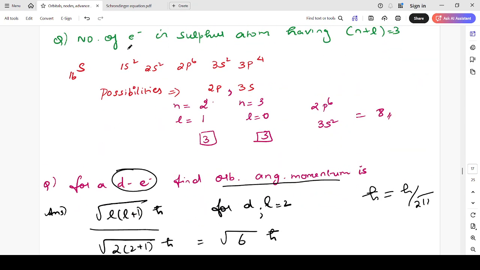Let's go for this question. Number of electrons in sulfur having n plus l value equal to 3. Don't look at the solution. Do it by yourself. Ma'am, for the orbital angular momentum, is it root of l into l plus 1 into h bar? Okay, ma'am.